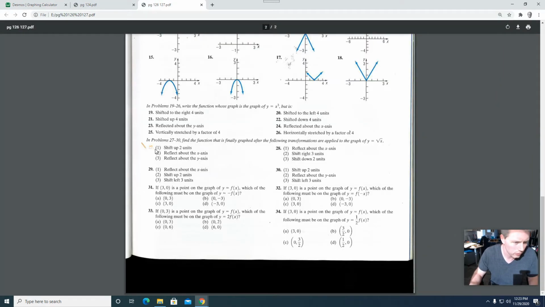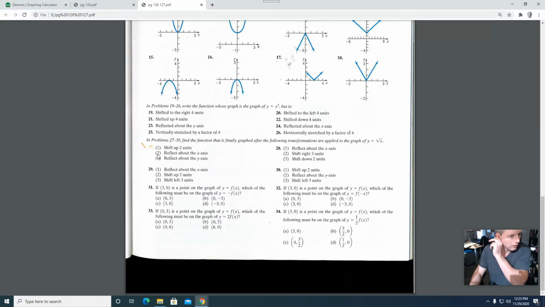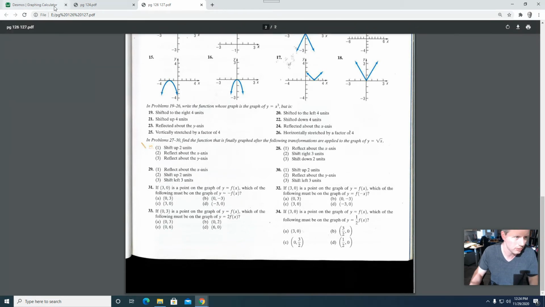So question number 27, start there, asks us to perform the following three transformations. It wants us to shift it up 2 units, reflect it across the x-axis, and then reflect it across the y-axis. All right, so the first thing we're going to do is shift this function up 2 units.